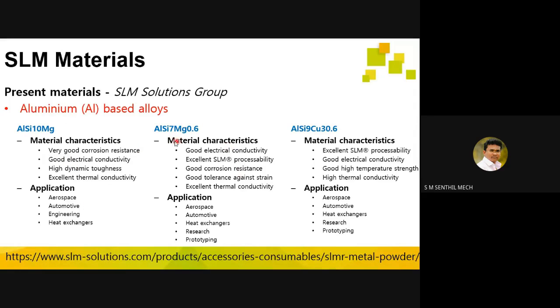Another series of this is aluminum, silicon 7 and magnesium 0.6. Here you can see the difference. Here silicon is 10%, magnesium is very negligible, whereas here silicon is 7% and magnesium is 0.6%.